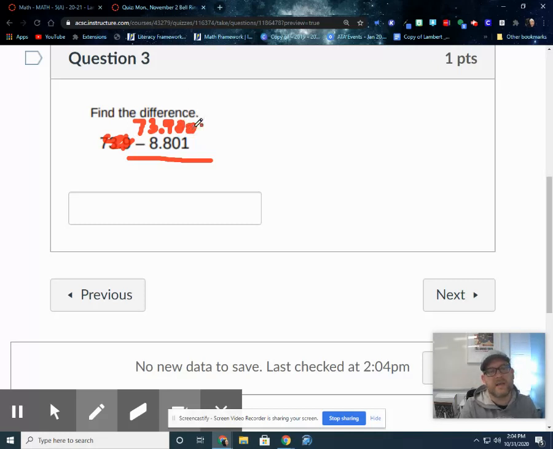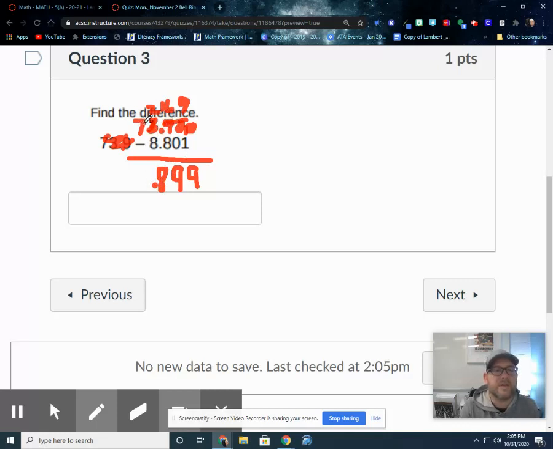I can't take from here and I can't take from there. So I'm going to have to steal from there and make this a 69 and make that a 10. So 10 minus 1 is 9. 9 minus nothing is, of course, 9. 6 minus 8 I can't do, so I need to steal again. Make that a 2. 16 minus 8 is 8. My decimal point comes straight down. So 899 thousandths over here.